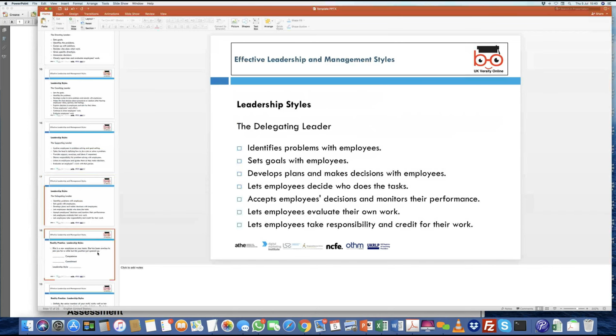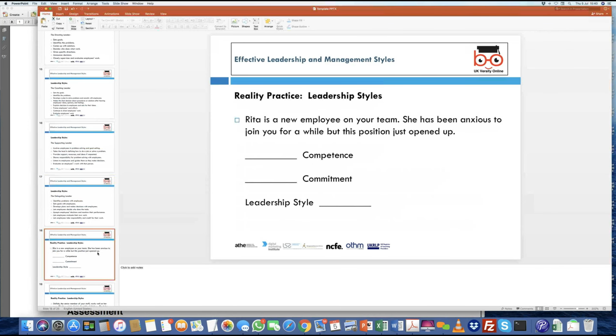I think it's a supporting leader, because she's anxious to take the role. It could be supporting, because she's anxious to join. So she takes the lead in defining and support. Since she's been anxious to join for a while, but this position just opened. People like this in supporting leaders take the lead in defining how to do a job or solve a problem. Since she's always anxious to try that, I think she's a supporting leader.